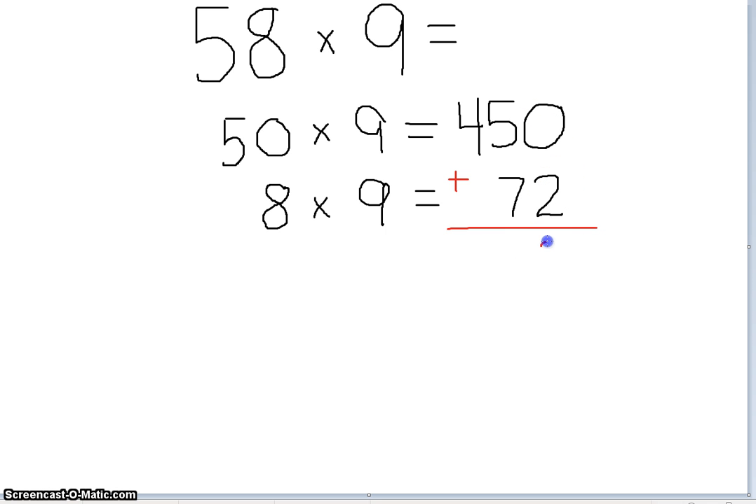0 plus 2 is 2. 5 plus 7 is 12. Carry the 1, and it's 5. 58 times 9 equals 522.